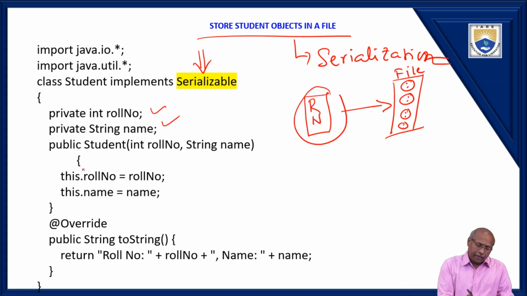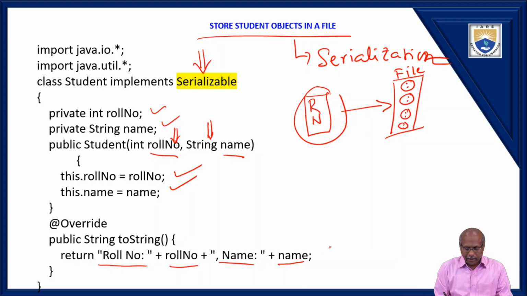So now, this is my bean. This bean has one constructor with the parameters roll number and name, and the roll number and name are assigned to these values. Then I have a method called toString, which allows you to print the object. So it prints roll number and name, so this information will automatically be printed whenever I print the object.